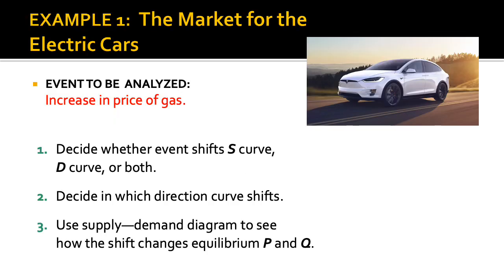Example 1: the market for electric cars. The event we're going to be analyzing is an increase in the price of gas. How is the price of gas relevant for electric cars? Well, first of all, the substitute for an electric car is a regular gasoline-powered car. So when the price of gasoline increases, that will have a dampening effect on the demand for regular cars. And since electric cars do not need gasoline, you will see an increase in the demand for electric cars. Let's have a look at the next video to give us the whole process.